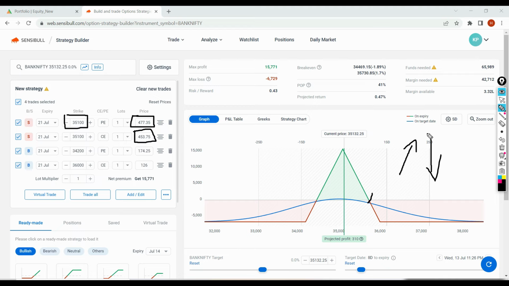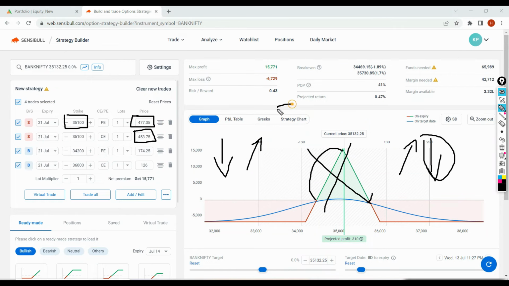Because VIX is falling. This falling VIX will not enable this premium to go up. But on the downside, let's say if the market is falling down, what will happen? A falling market will increase your VIX drastically, so the premiums will increase. So on the falling market, exit the entire trade.